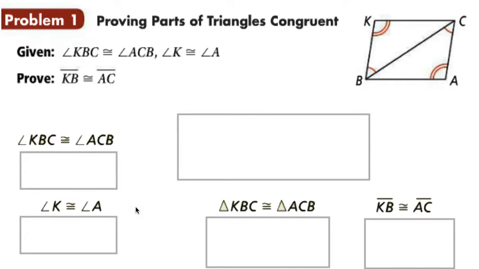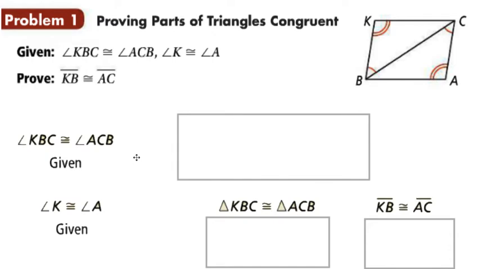Here's a problem. We are given 2 triangles, triangle KBC and ACB. And we want to prove that segment KB right here is congruent to AC on the other side. So we're given 2 pieces of information. Angle KBC, the one with the single arc here, is congruent to angle ACB, the one with the arc here, and angle K is congruent to angle A. So those are our 2 given statements, and that's where we're going to begin.